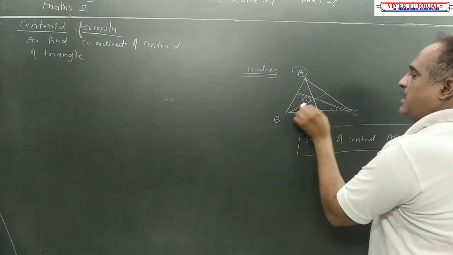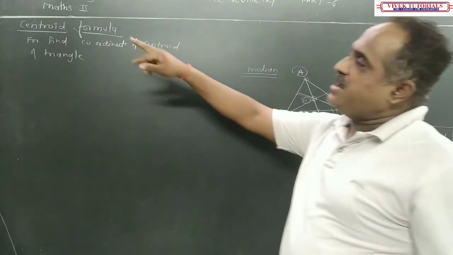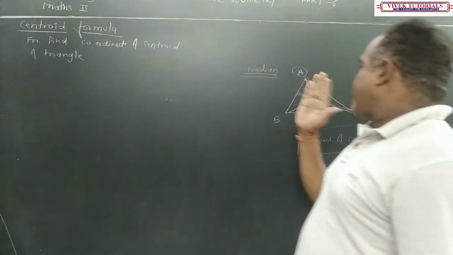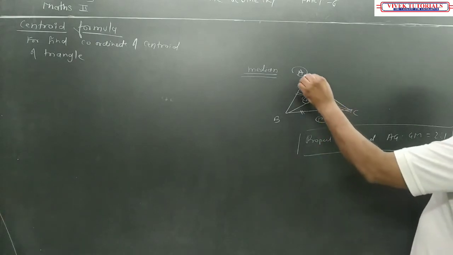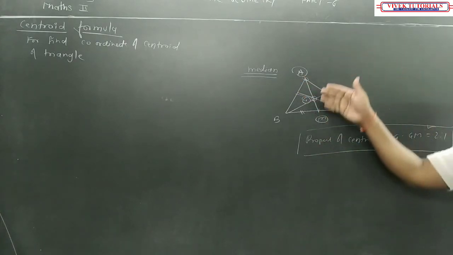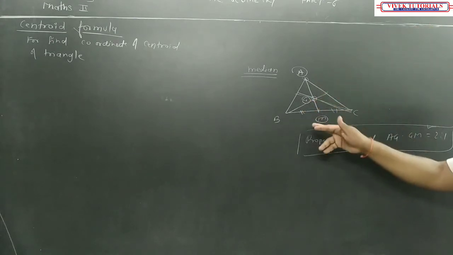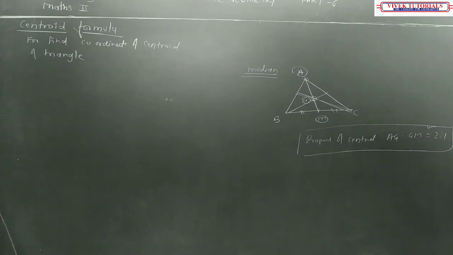3 medians, and where the medians are intersecting, that is called as centroid. And centroid का और एक फॉर्मूला है, वो तुम्हें याद करना पड़ेगा, that is AG is to GM is to 1. AG means centroid divides the median in ratio 2 is to 1. तो ये तुम्हें याद रखना है. Okay, so I will continue with the centroid formula.